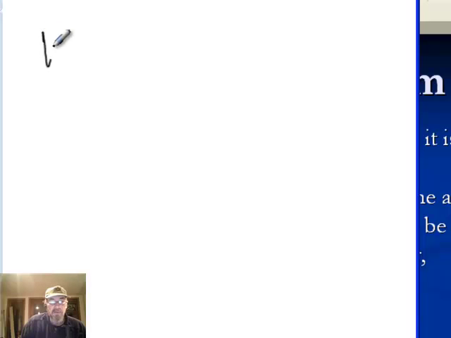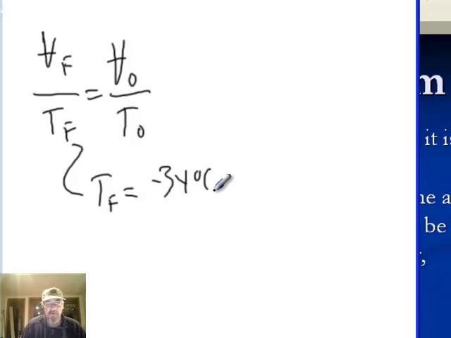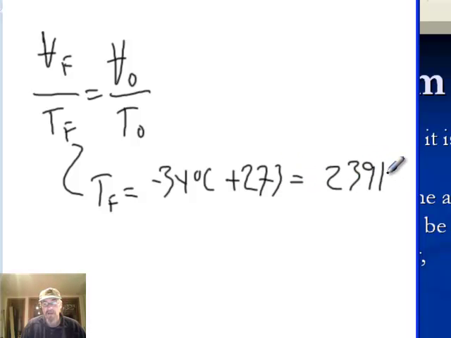Well, let's set this problem up in this way. Volume freezer over temperature in the freezer is volume outside over temperature outside. Now remember, we have to use Kelvin temperatures here. So our temperature in the freezer is going to be the given temperature of negative 34 degrees C plus 273 to convert it into kelvins. And that's going to be 239 kelvins. So that's what gets inserted in there.